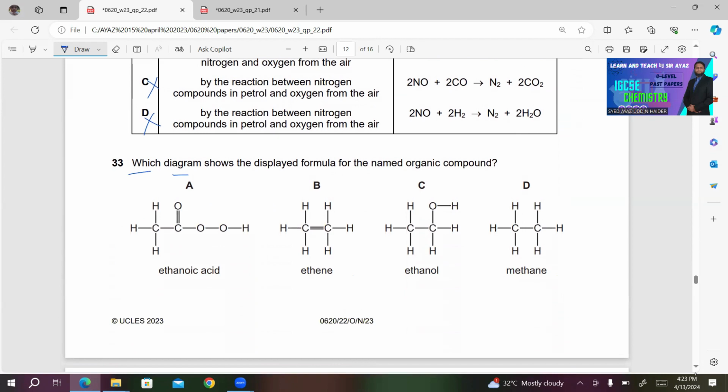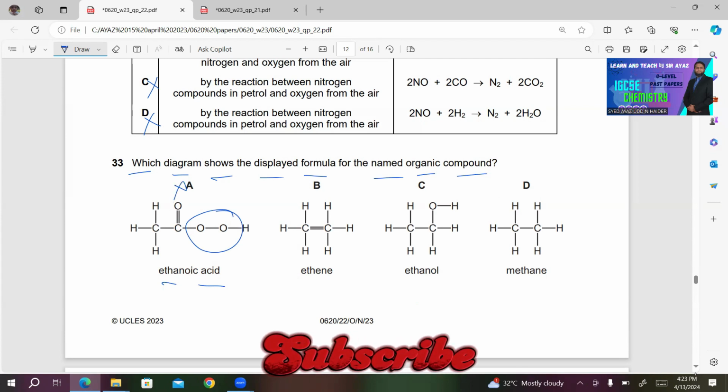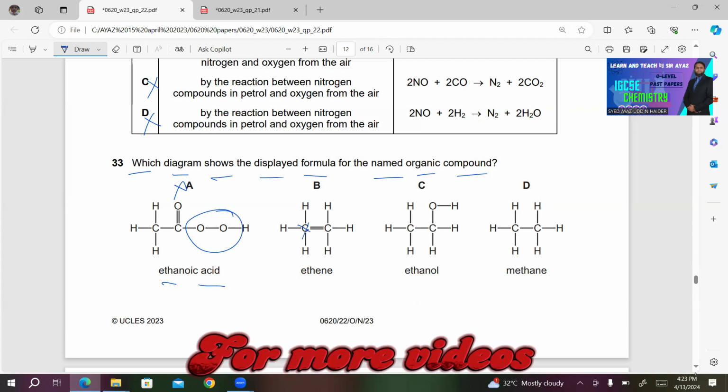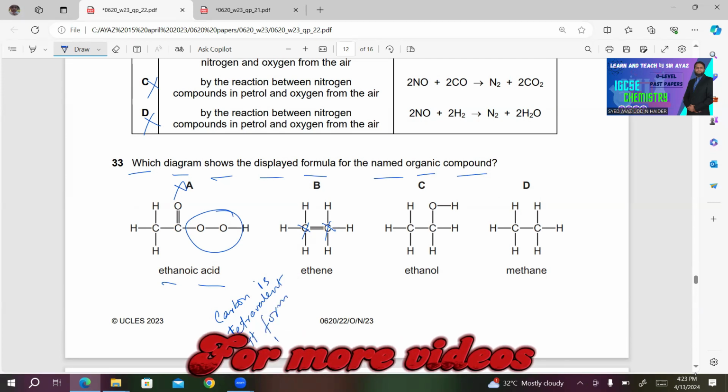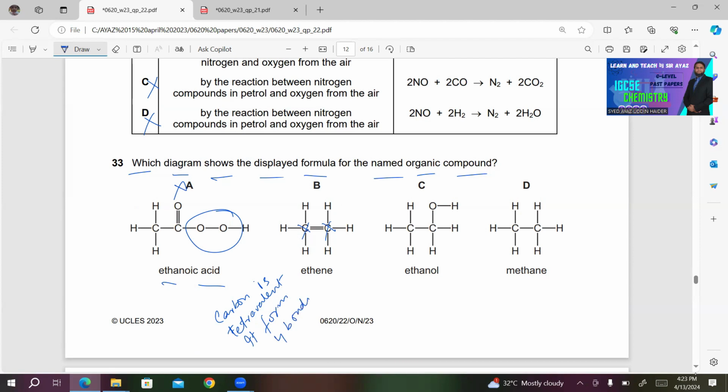33. Which diagram shows the display formula for the named organic compound? First one, ethanoic acid. This is wrong. Don't have any 3 oxygen here. So this is incorrect. B, ethene. Remember, this is wrong bonding for carbon. Carbon is tetravalent, which means it forms 4 bonds only. So here they are showing 5 bonds to each carbon atom. So this is also incorrect.